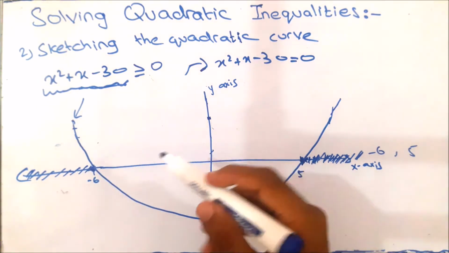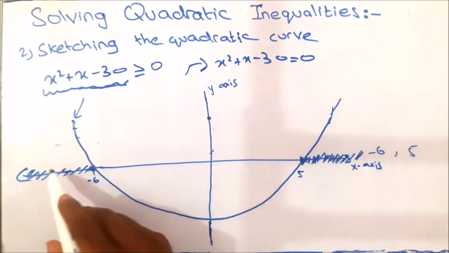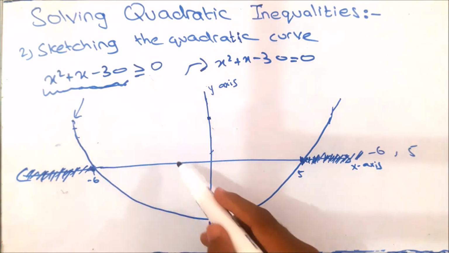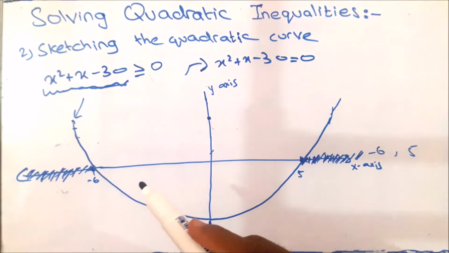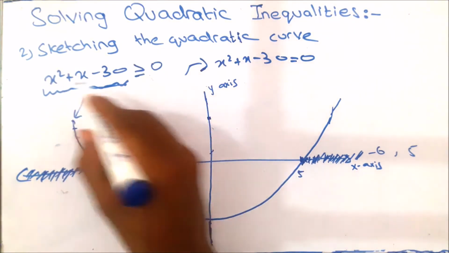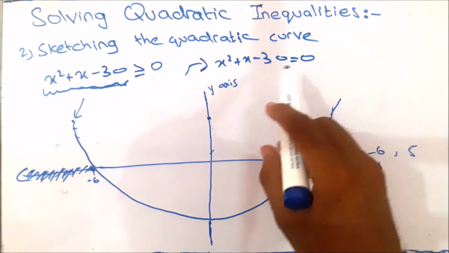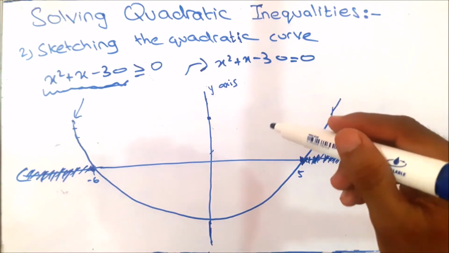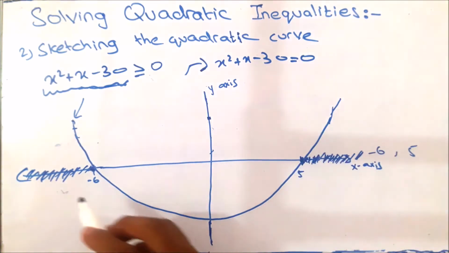You see, by sketching the curve, we don't have to put in any values to check if it's true or not, like in the first method, the number line method, in the first part of this video. I suggest that you go and check that video. Its link is in the description below.